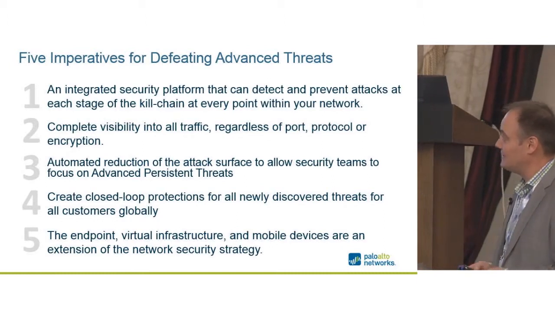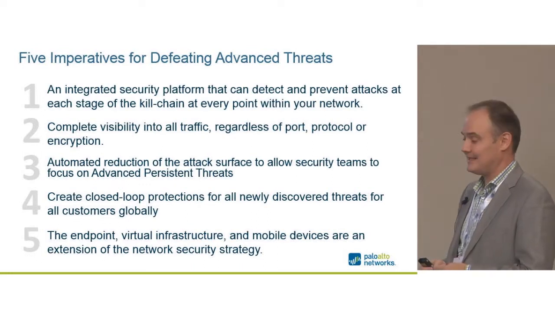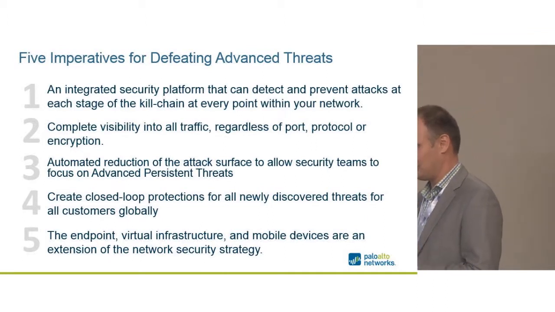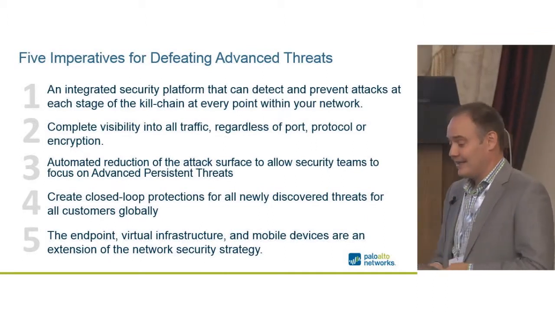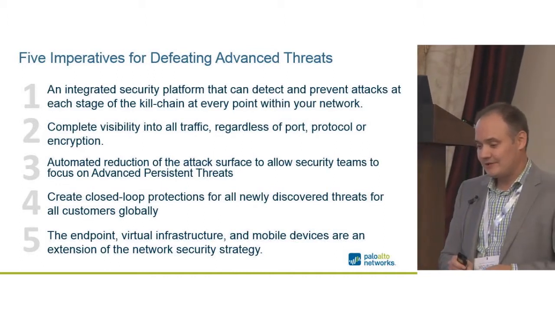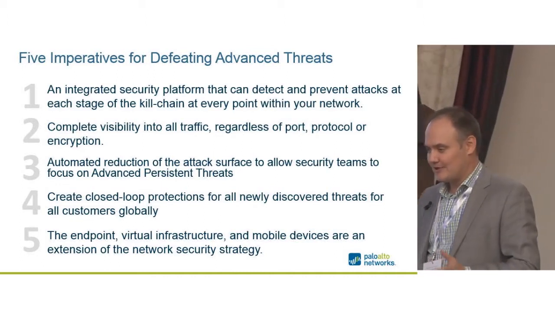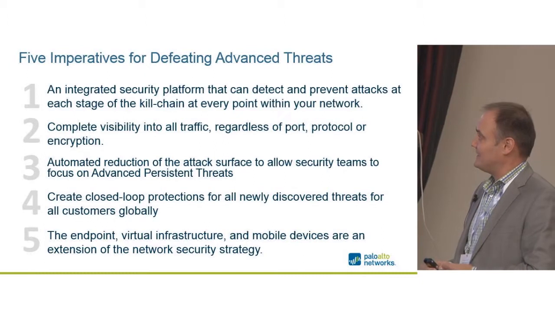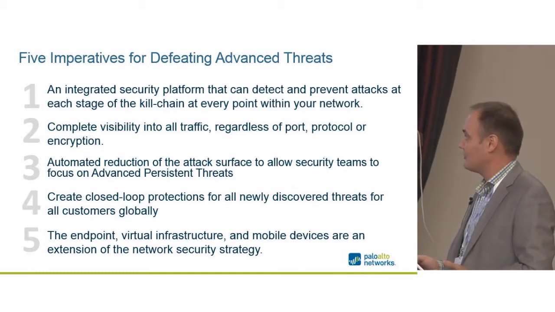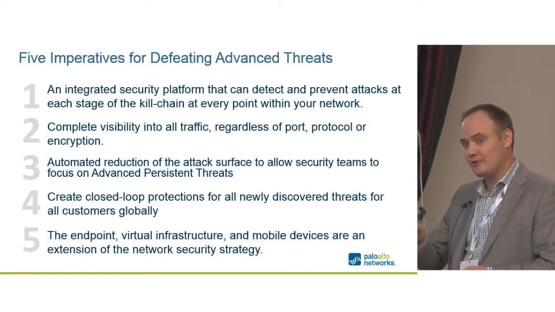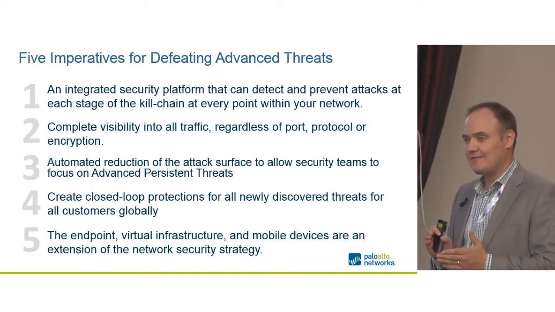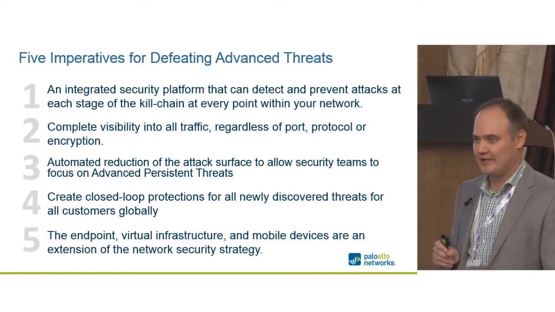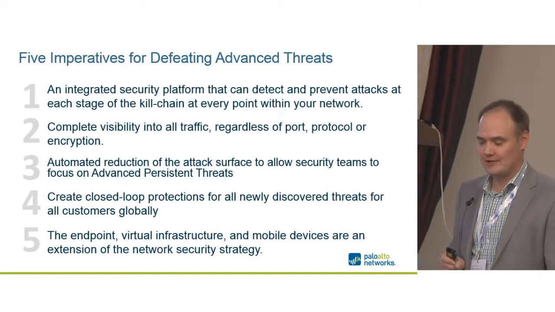So if we look at the requirements of an enterprise security platform that will prevent targeted attacks, you need an integrated security platform that can detect and prevent attacks at each stage of the kill chain, at every point within your network. It needs to cover the virtualized data center. If you decide to produce services on the cloud, the Amazon cloud, you need to have the security capability there. Complete visibility into all traffic, regardless of port, protocol, or encryption. You need to look at the encrypted tunnel. You need visibility for all the traffic all the time. Otherwise, you're going to have that G bridge in your network, synchronizing the folders outside of your network.